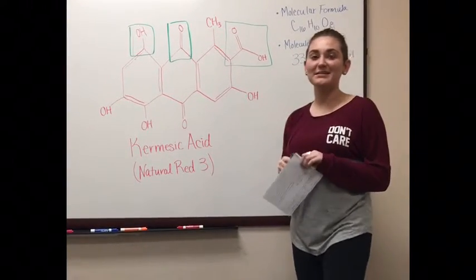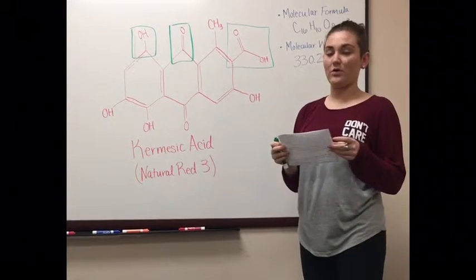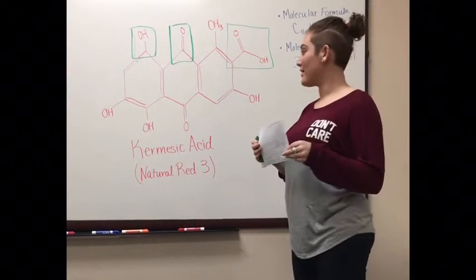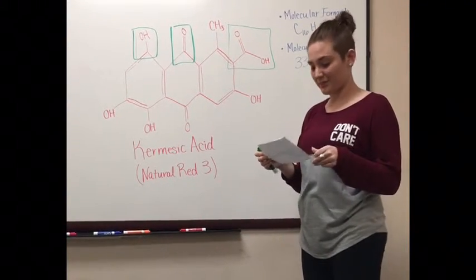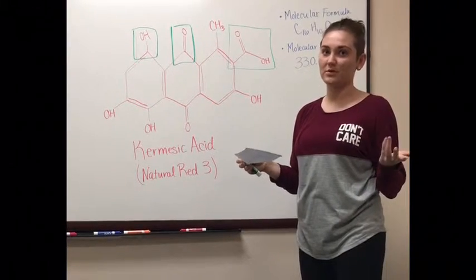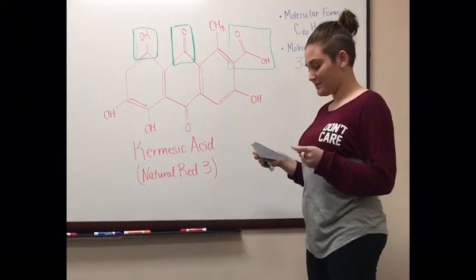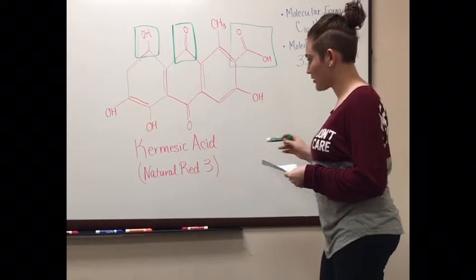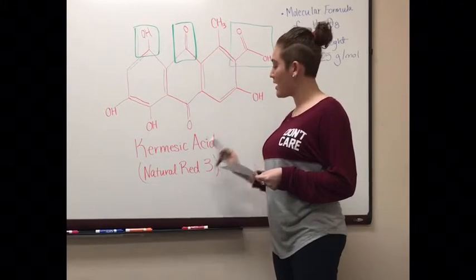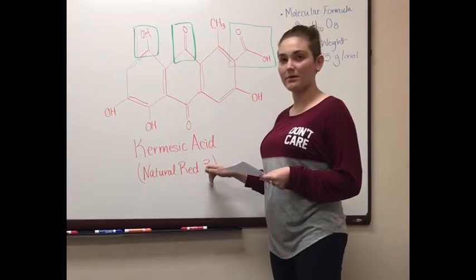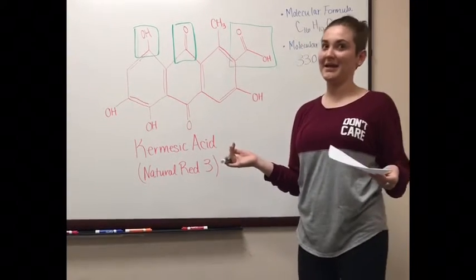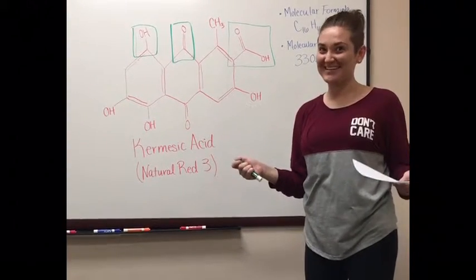Carmesic acid is a polar molecule, therefore making it soluble in water, because water is polar as well. In nature, carmesic acid is also known as natural red 3, meaning that the color is red.